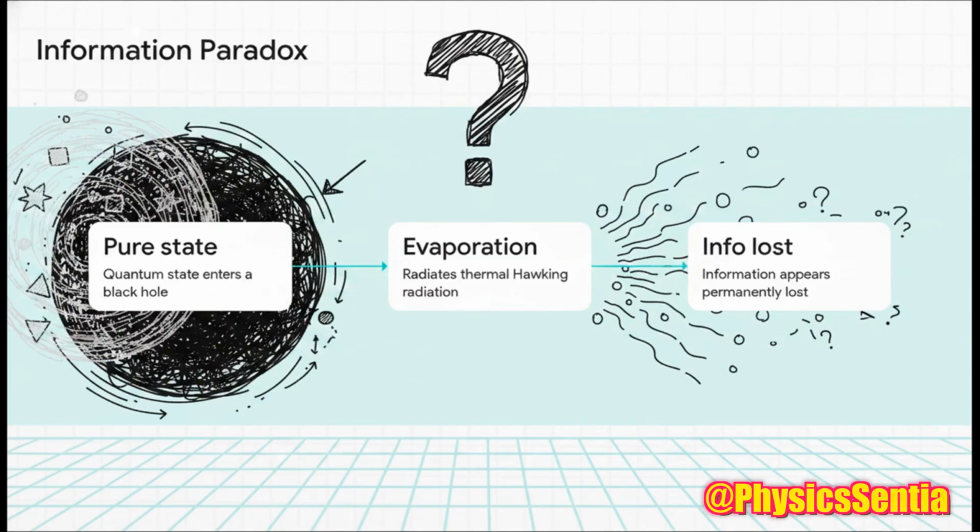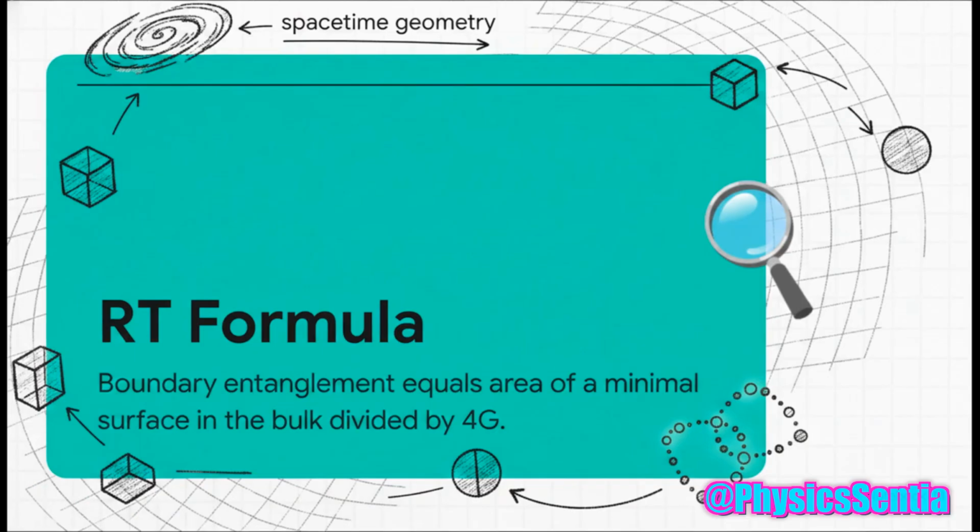But here's the catch. This violently violates a core principle of quantum mechanics called unitarity, which strictly says information can never be destroyed. So how do we possibly resolve this massive breakdown of physics? Well, the answers started to really form back in 2006 with a major breakthrough known as the Ryu-Takayanagi, or RT formula. This formula directly connects quantum information to gravitational geometry.